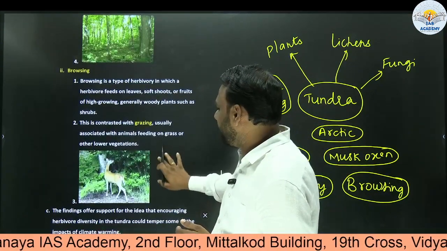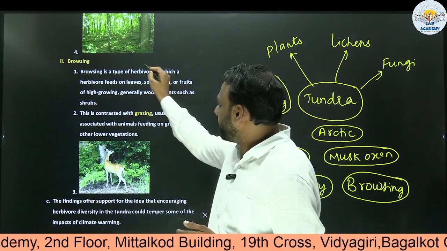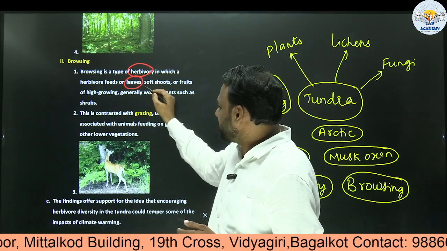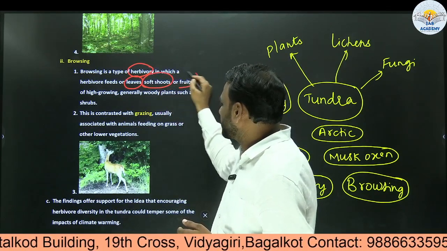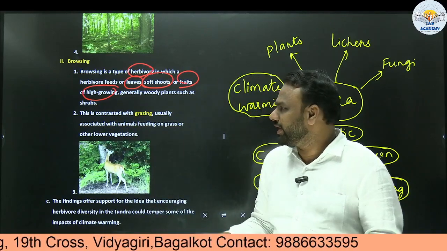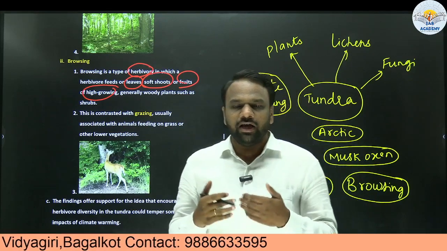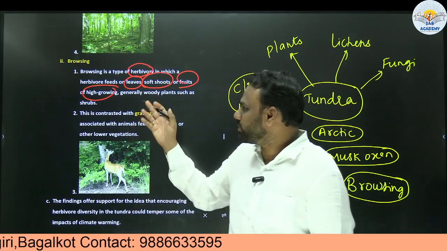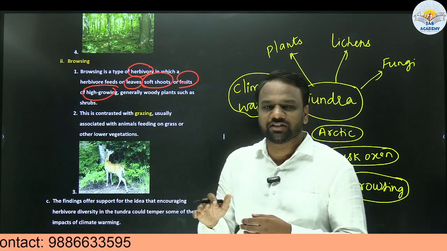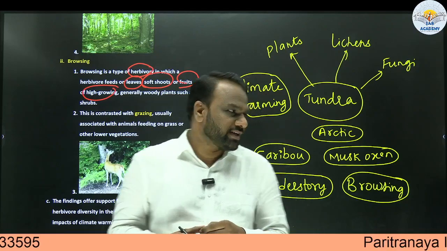We get clarity with the help of this picture. In browsing, it's a type of herbivory or feeding on plants. Here we feed on leaves, soft shoots, or fruits of high growing trees, rather than feeding on the grass. So this is the difference between browsing and grazing. In grazing, animals feed on the grass, whereas in browsing, they feed on leaves of trees which are generally a bit tall. Okay, a bit tall. So these things we need to understand.